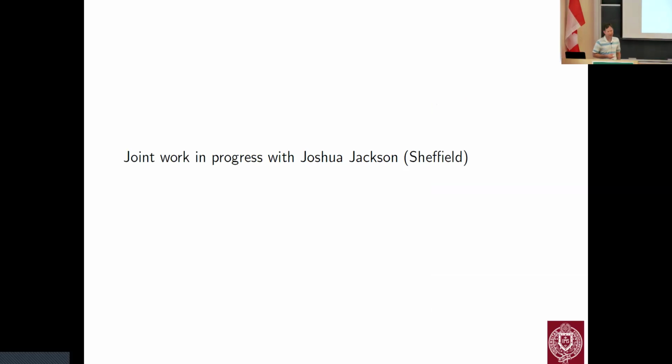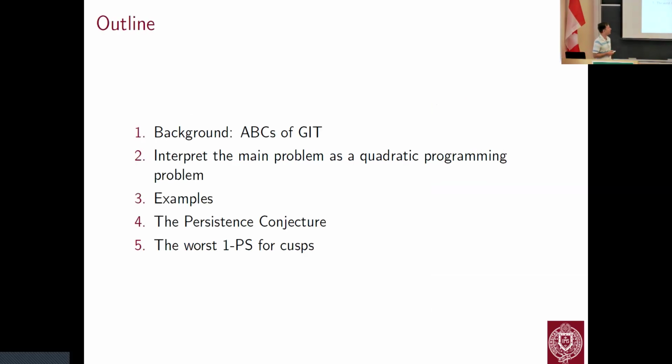And the project I'll be talking about today is joint work with Joshua Jackson, who's a postdoc at Sheffield. First I'm going to tell you a little bit about geometric invariant theory, or GIT. That will allow us to interpret the main problem I'm speaking about today as a quadratic programming problem. I'll show you some examples and tell you our main conjecture, and then give you the answer for cusps.